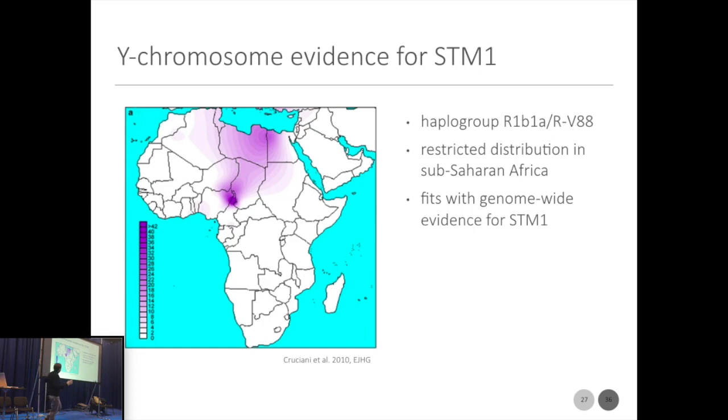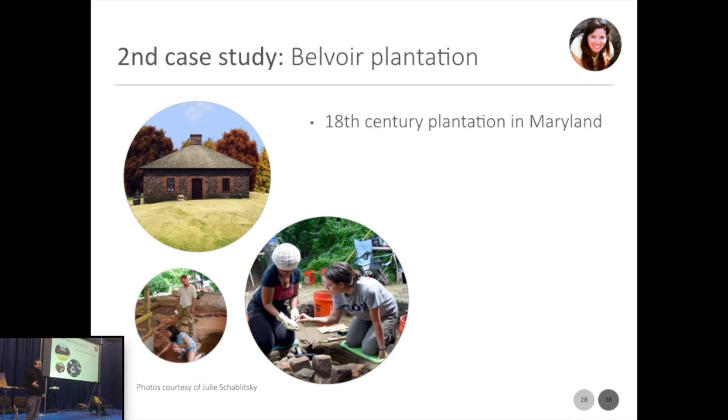Now, the second case study that I want to show you is work that I'm doing together with an archaeologist working in the States called Julie Zabitsky. She works on 18th century plantation sites in Maryland. This is a community-led project, and it is interesting because they chose to focus not on the grand plantation house or on other aspects of the plantations, but on the slave quarters.